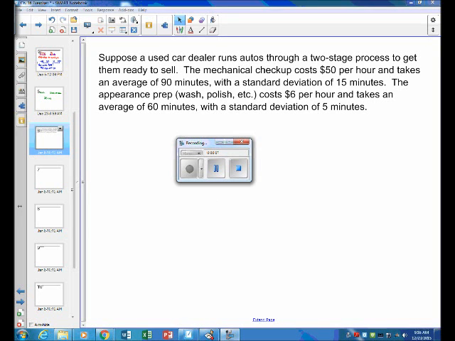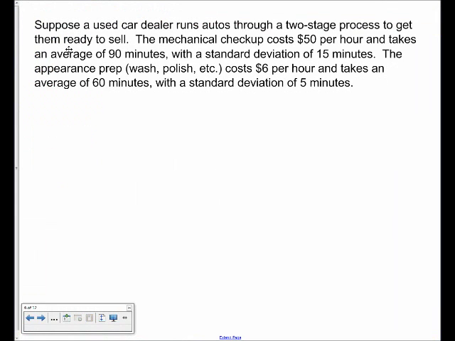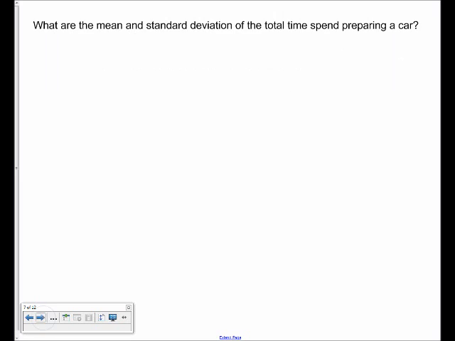Our last example that we're going to look at from your Chapter 16 exercises has to do with this used car dealer, and they have a two-step process to get their cars ready to sell. So they have their mechanical checkup as well as their appearance prep, and it gives you a lot of information about those two stages, like the cost per hour, the average time it takes, and then again a measure of spread, a standard deviation, so it gives you that variability for each of these two stages.